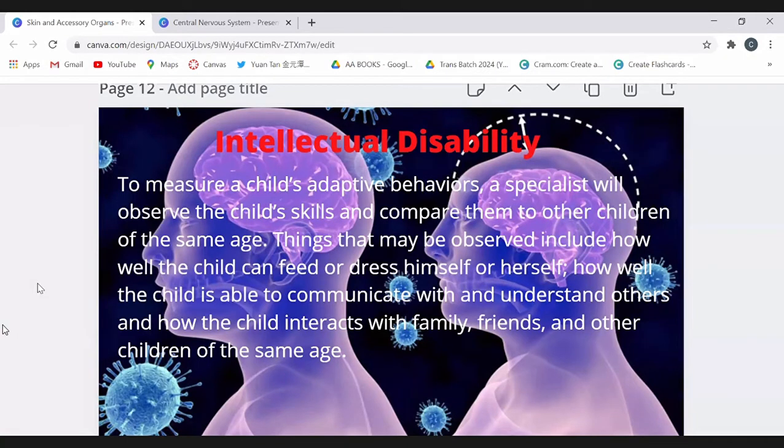To measure a child's adaptive behavior, a specialist will observe the child's skills and compare them to other children. Things such as how well the child can feed or dress himself, and how well the child is able to communicate and get along with family, friends, and other children of the same age.